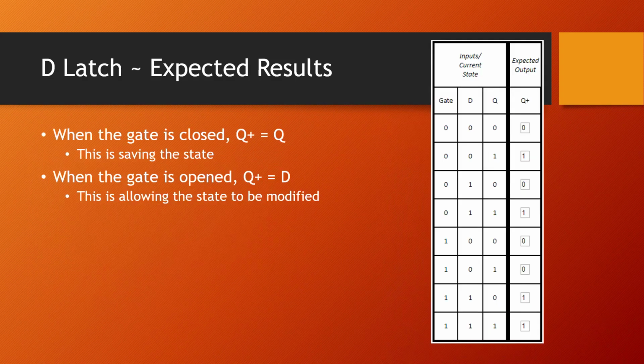D-latches have one data input and a gate that is used to tell the latch when to accept input. As such, we expect that our output will remain unchanged unless the gate is set to 1. When the gate is set to 1, we then expect the output to be set to whatever the input was, regardless of its previous state.